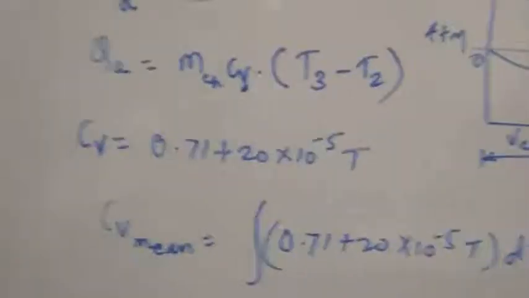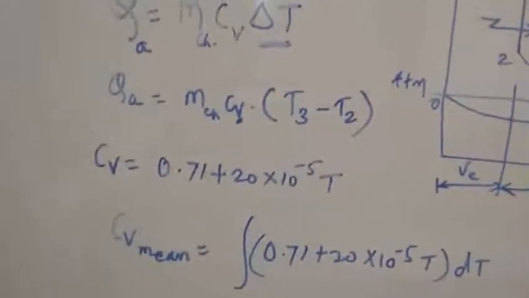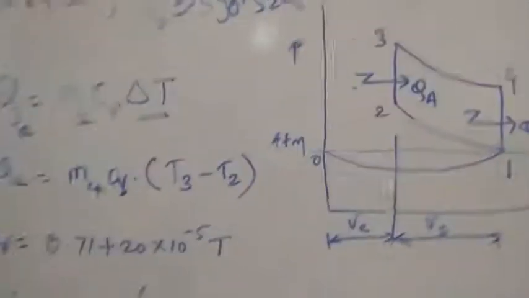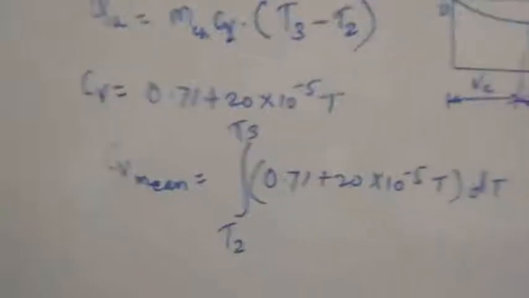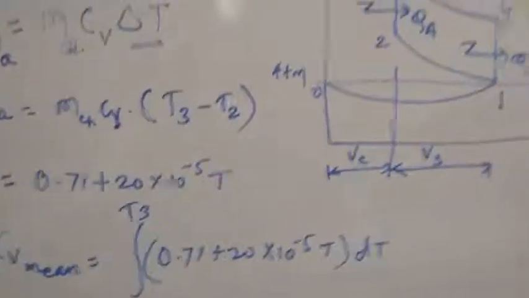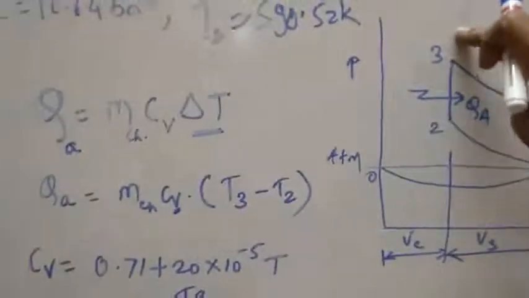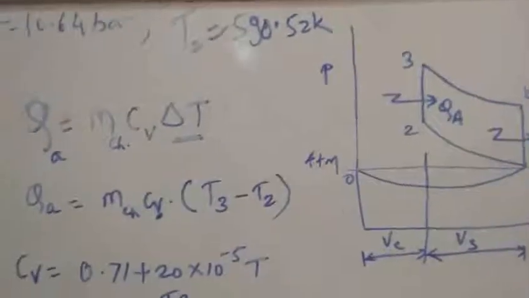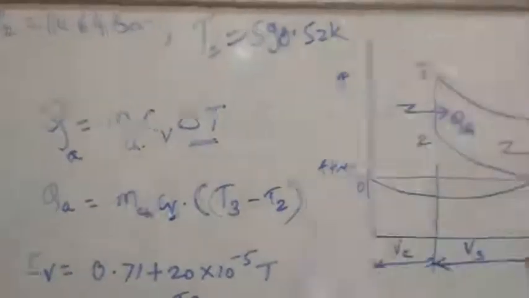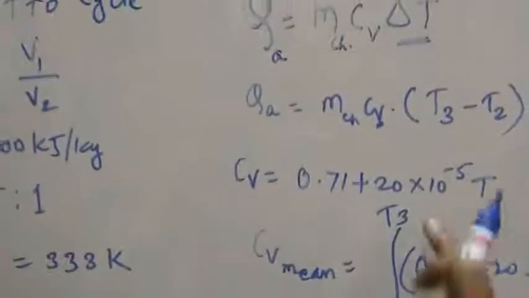What will be the limit? From where to where is this particular heat getting added at constant volume? Between 2 to 3, so the limit will be T2 to T3. See why I have gone for the integration over here, because this is not the average value. This is not the constant CV. CV is not constant over here. It is changing with respect to the temperature. So that change with respect to temperature we can get with the integration, and that change is between 2 to 3. Hence I have written the limit as T2 to T3.